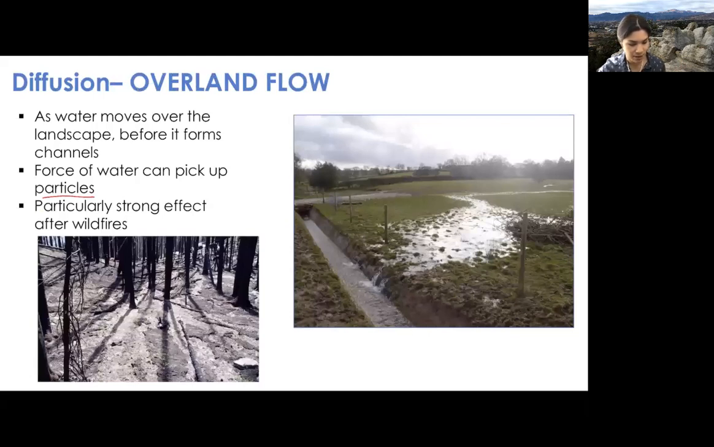You can see this in this picture on the lower left here, where the light tan areas are areas where overland flow has picked up some ground particles. And in between those locations, the deeper brown, you can see the islands that were left behind.